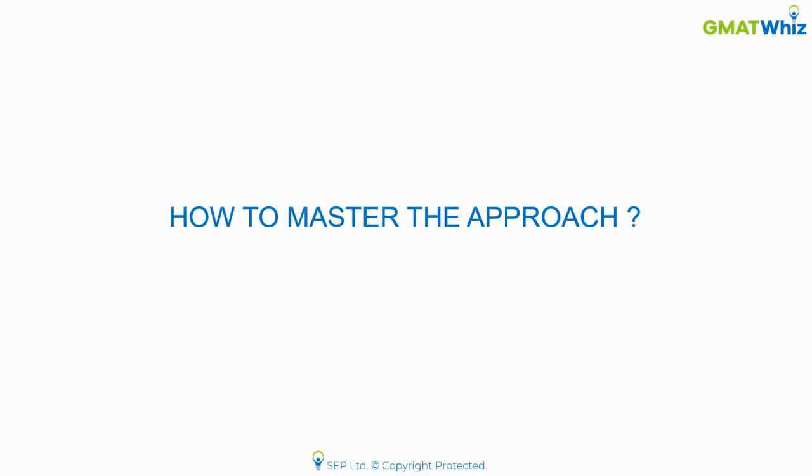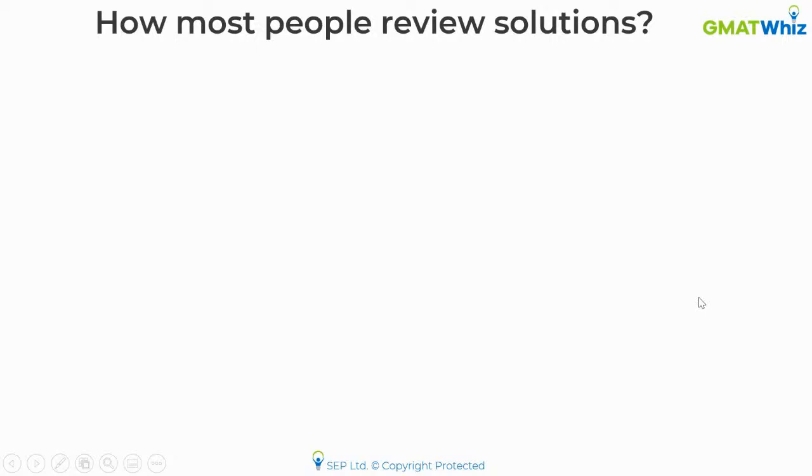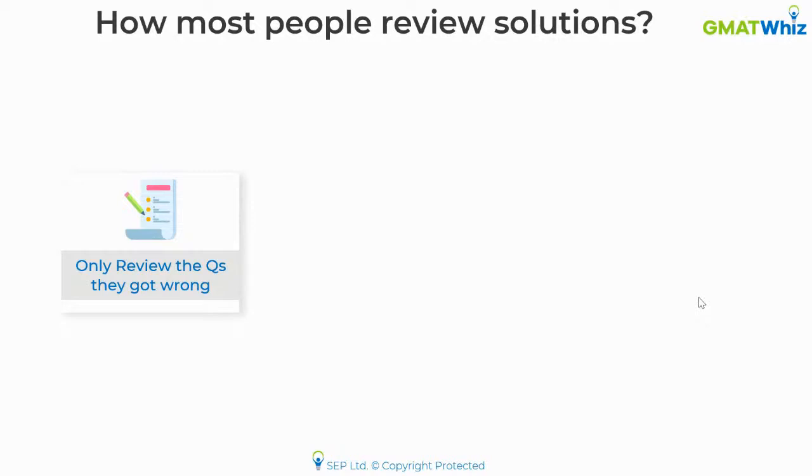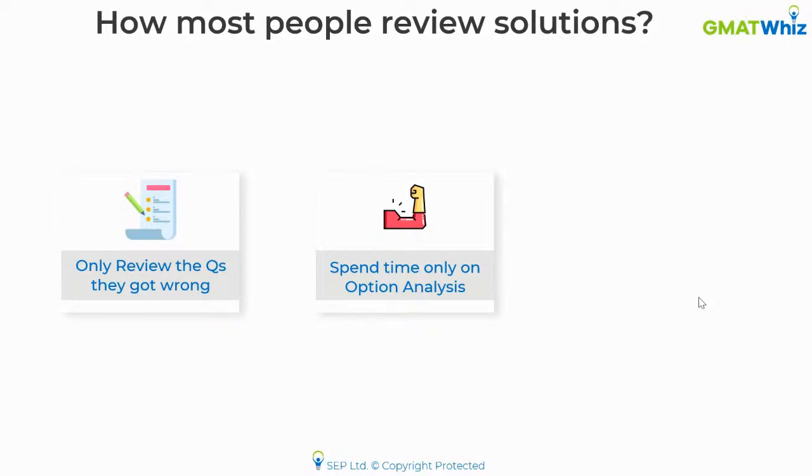What you need to do in order to master the approach is to review the solutions thoroughly. Now, how people mostly review solutions is they only review the questions that they have got wrong. As you guys have already shared with me so honestly, you just look at the choices that you have got wrong, or you look at the two close choices, or you don't even look at anything. If you only spend time on option analysis, thinking that you got the question wrong because you did not understand the choice, no, in fact, the mistake is made way back.